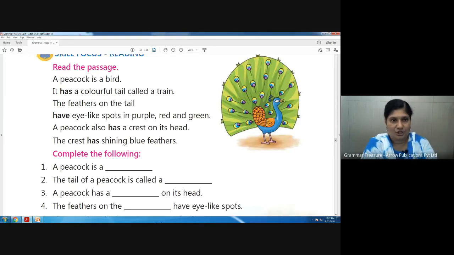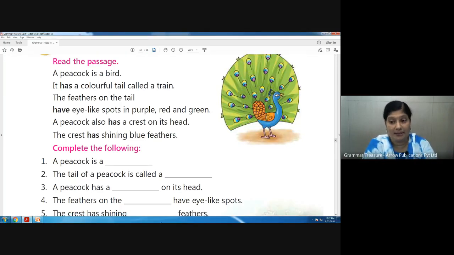Read the passage. A peacock is a bird. Can you see the peacock in the picture? This is a peacock. It has a colorful tail called a train. The feathers on the tail have eye-like spots in purple, red, and green. So can you see some eye-like spots in colors? They are the feathers on the tail.